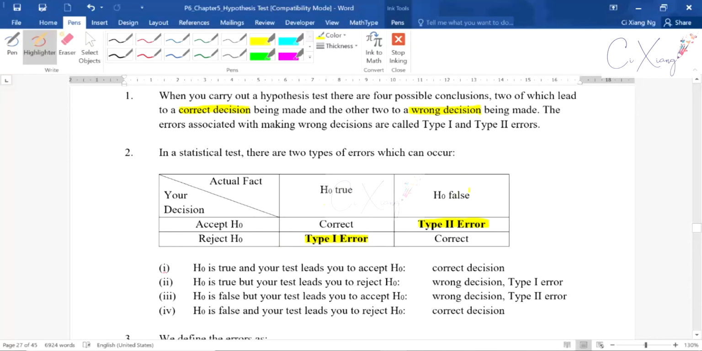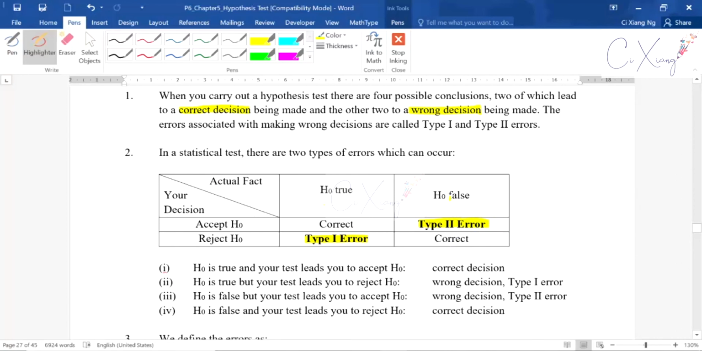Then the same case happens here. If the null hypothesis is false, but when you carry out the test, all the data and calculation in the sample show you that you should accept the null hypothesis. But in fact the null hypothesis is false, and you accept something which is false. So you are making another type of error, and we call it type 2 error.